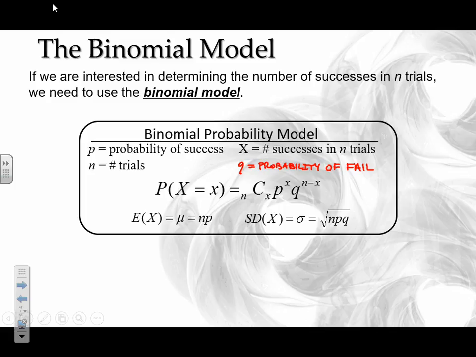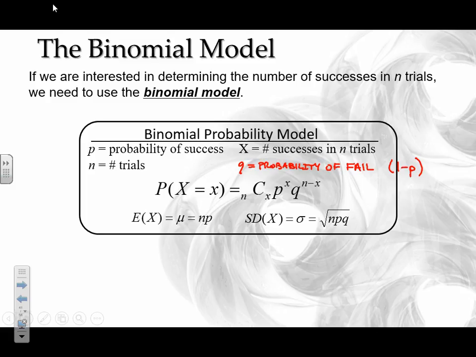So one of the things your book might do, if you're using your book to help as you're looking through the different problems, is they don't necessarily use the term Q. The way they write that is using that complement rule, and they'll write their formulas using 1 minus P. Okay? So take the probability of success, 1 minus that would be your probability of fail. But I feel that the formula itself is a little bit easier to work with if we have two different variables that we're identifying here, so P and Q.